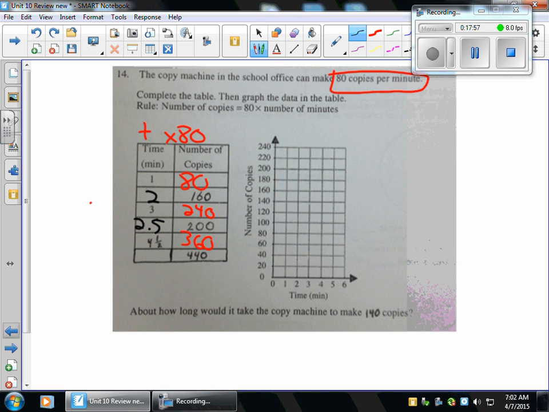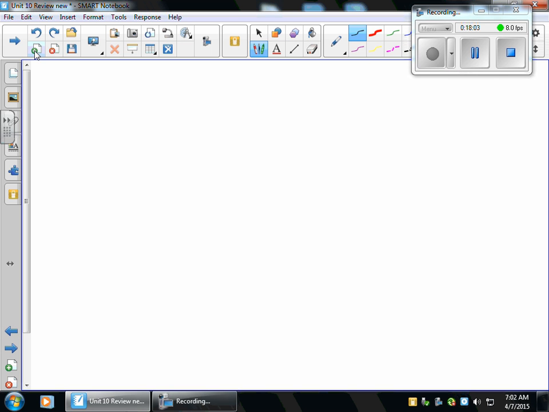Just keep in mind, they're trying to trick you to see how this is 240, this is 200. Just follow the rule, okay? 440, so now we have to go 440 divided by 80. For some long division on this test, you'll be just fine. Just take it one step at a time.